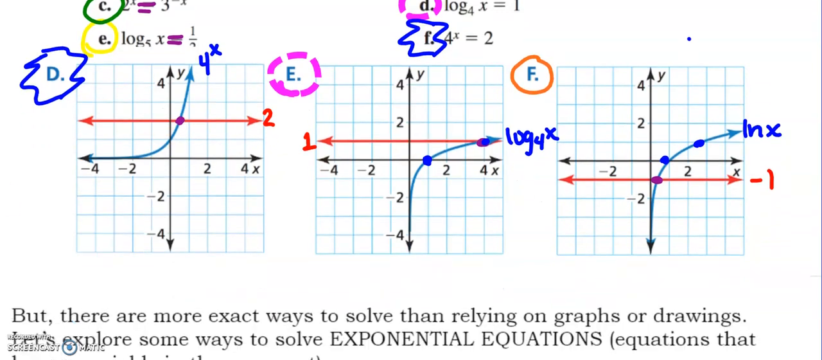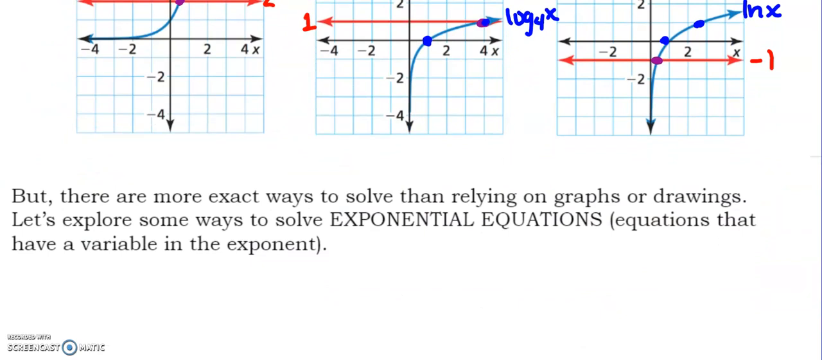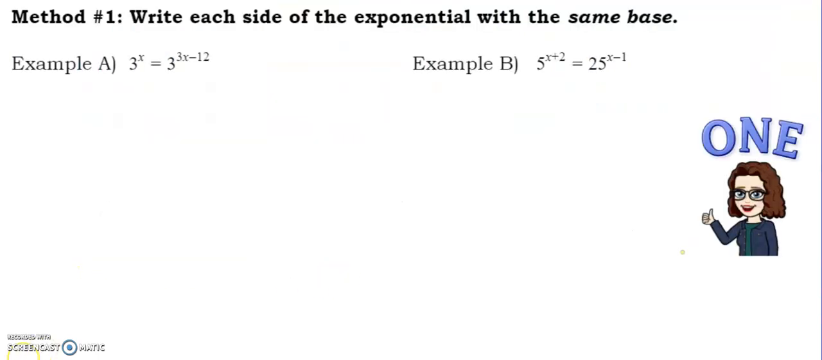But what we know from math is that there are more exact ways to solve that than relying on graphs or drawings. So we're going to work on solving exponential equations that have a variable in the exponent. All right, so method 1 is going to work sometimes. That's why we're going to do it first, but it only works some of the time. Write each side of the exponential with the same base. So here in example A, we have a base of 3 and we have a base of 3. Well, if we have two things that have the same base, then whatever is up in their exponent, those two things must be equal to one another.